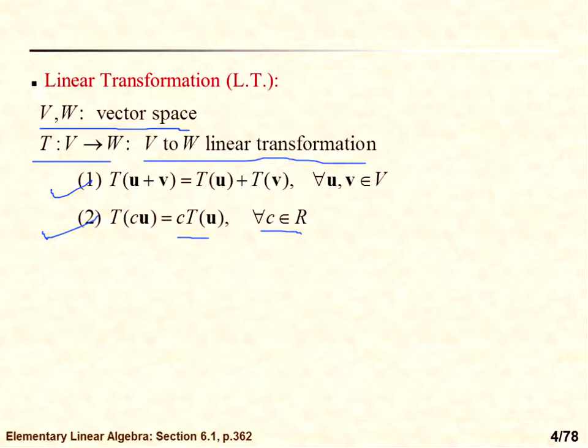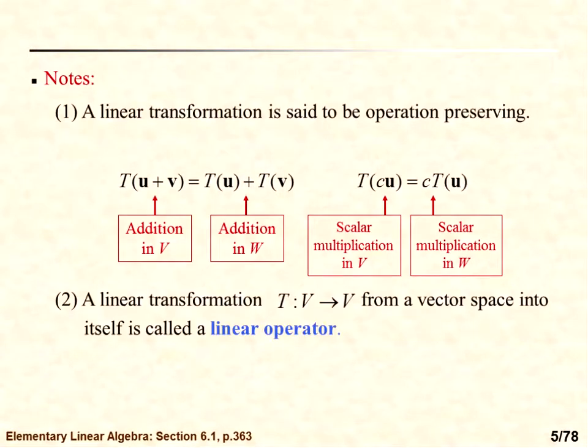Whenever you have a question like prove whether it is a linear transformation or not, you have to show these two parts. If these two parts are true, then you say it is a linear transformation. A linear transformation is said to be operation preserving. When these two parts hold, addition in vector space V corresponds to addition in W, and similarly scalar multiplication in V corresponds to scalar multiplication in W. A linear transformation from V to V, from a vector space into itself, is called a linear operator.